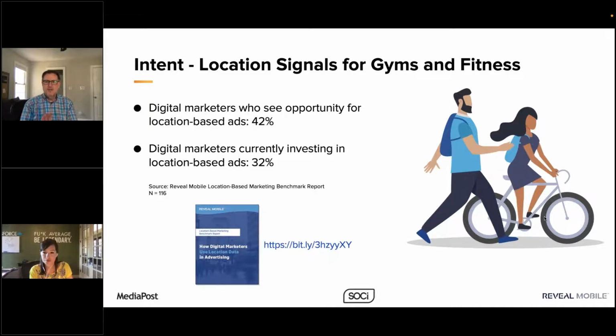And what you're seeing here is for fitness and gyms, 42% of digital marketing leaders said, oh yeah, this would totally work for what we do for a living. But interestingly, only 32% in that same segment were putting their money where their mouth is. So an under investment in this opportunity in gyms and fitness. And frankly, this was characteristic of all the verticals that we surveyed.